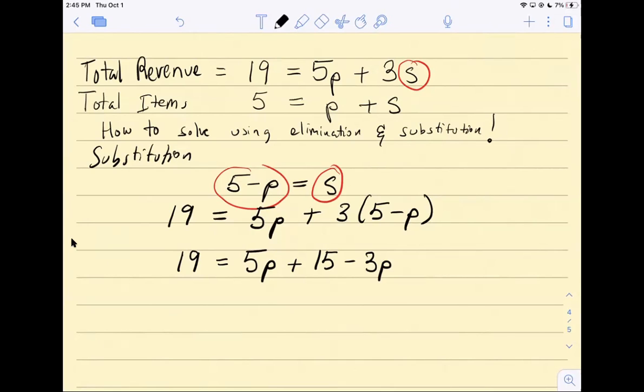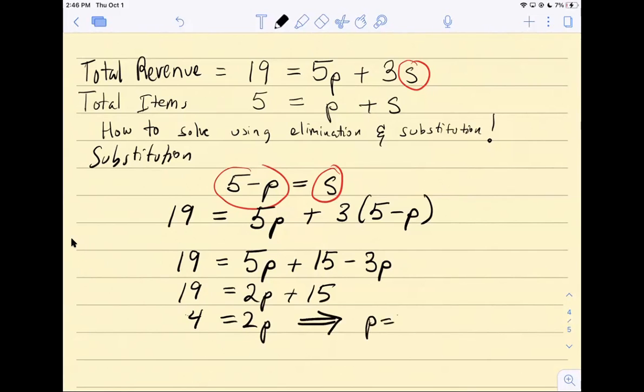Sorry, Amy, go ahead. Sorry, there's a lot of noise in the background. Oh, no worries. So from there, I just combined 5P minus 3P, so 2P, and then 19 minus 15. Perfect. So 19 equals 2P plus 15. Then we subtract 15, we get 4 equals 2P. And therefore, P equals 2.